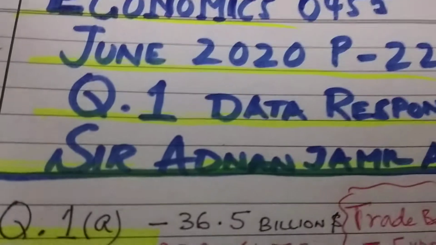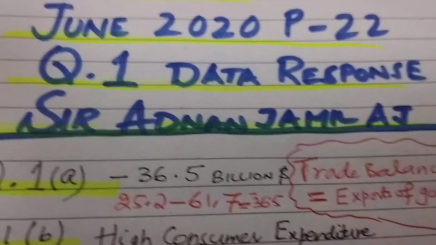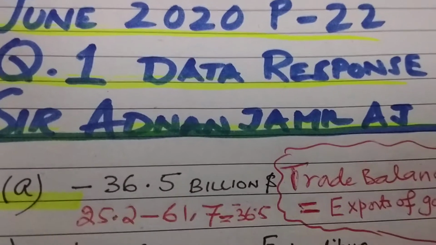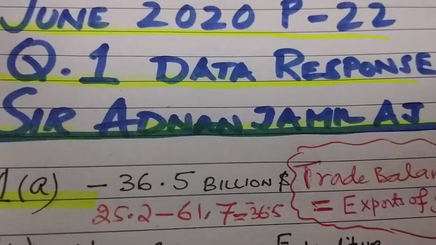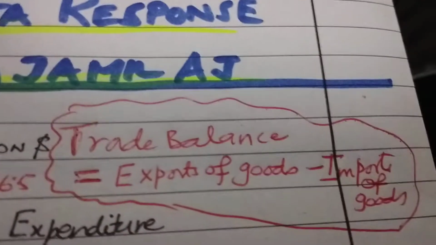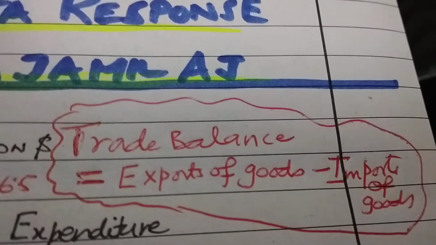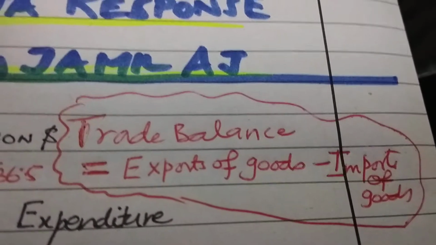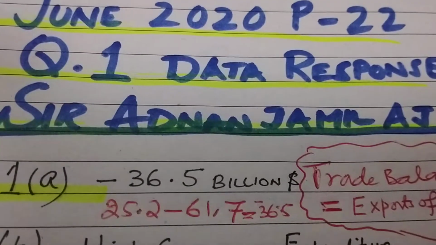Here I have written question number 1A. We subtract 25.2 minus 61.7, and we get minus 36.5. I have written in red: trade balance is exports of goods minus imports of goods. That is the basic formula, and we got the answer.